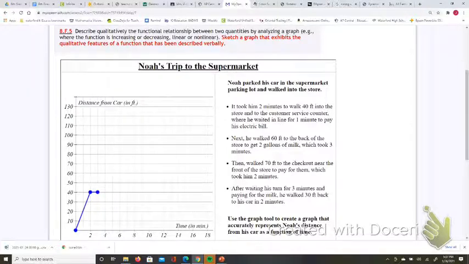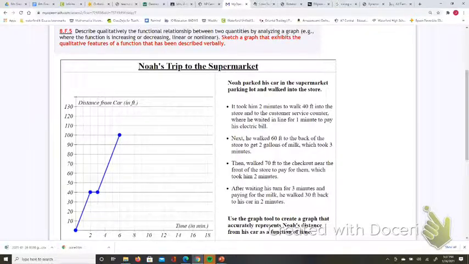Next, he walked 60 feet to the back of the store to get 2 gallons of milk, which took 3 minutes. Okay, now he walked 60 more feet. So if we're at 40, we have to go up 60. So 10, 20, 30, 40, 50, 60. So he walked 60 feet to the back of the store, and it took him 3 minutes. 1, 2, 3.